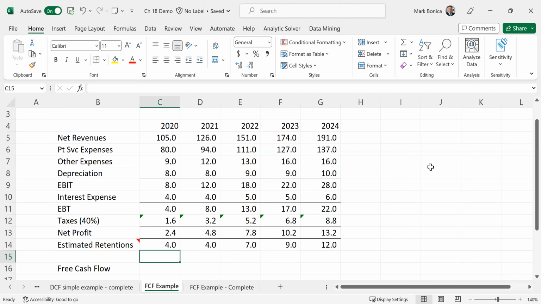And I say, you are correct, right? Indeed, the estimated retentions exceeds the net profit. Does the net profit actually reflect the amount of cash that the business brought in this year? You say, no, Professor Bonica, because depreciation. Very good, Brian. Thank you. So if I want to get a more accurate estimate of the cash flows from operations, what am I going to do to net profit? I'm going to do what, Brian?